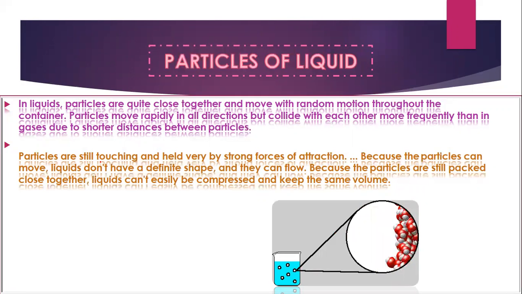Particles are still touching and held by strong forces of attraction, but the particles can move. Liquids don't have a definite shape as we learned before. They change their shape according to the container and they can flow, because the particles are still packed close together. Liquid cannot easily be compressed and keeps the same volume.